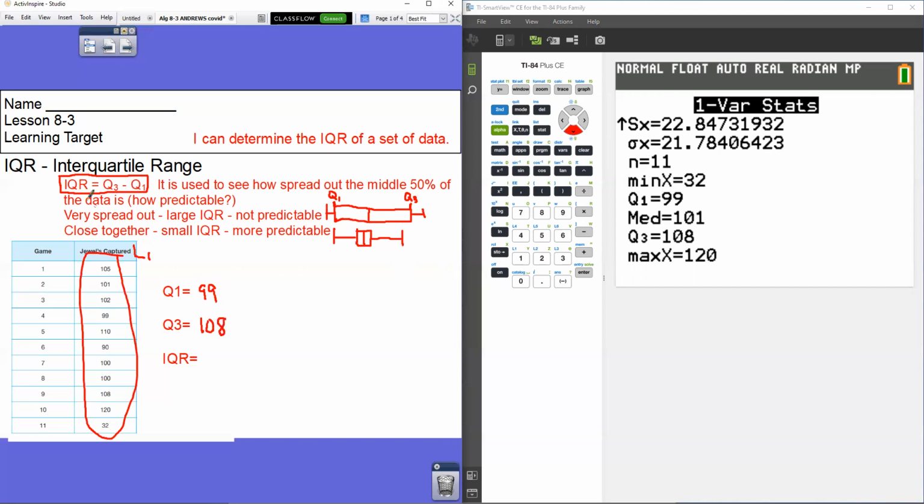All that you need to do is use this formula. So all we have to do is do Q3, which is 108, minus 99, and that gives us an IQR of 9. That would be very, very small, so that would be very predictable, because when we're taking a look at our data, notice that our numbers are really, really close together, most of them. So that would be very reliable data because our IQR is very small.